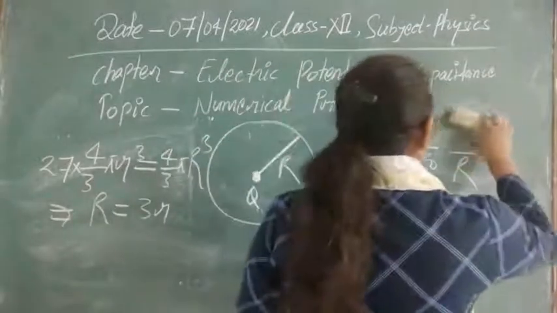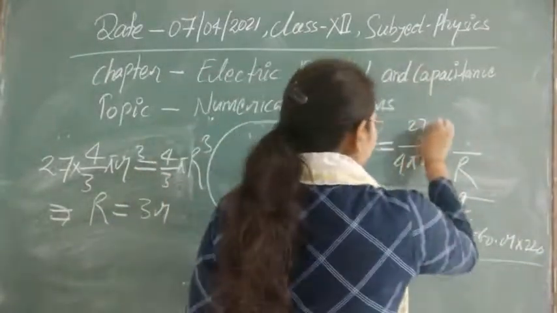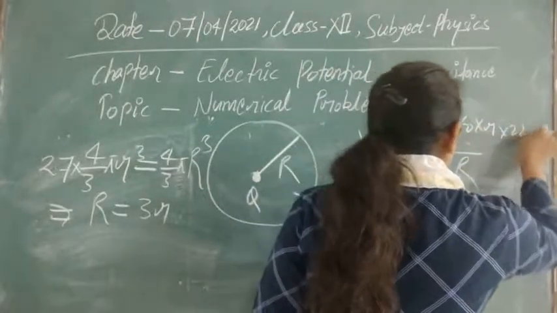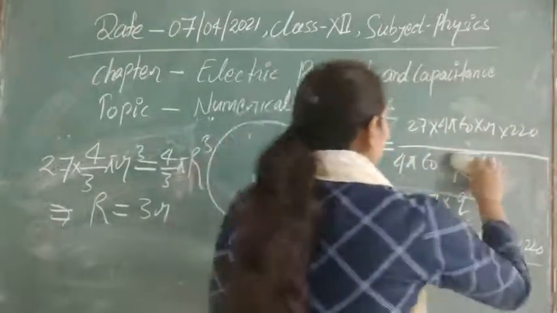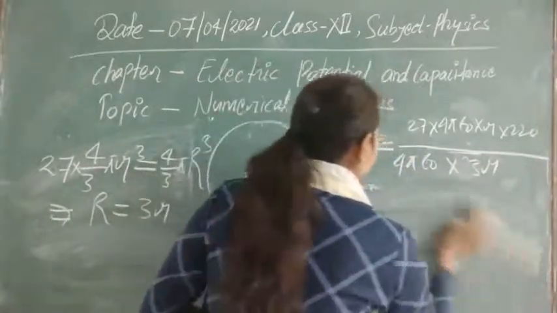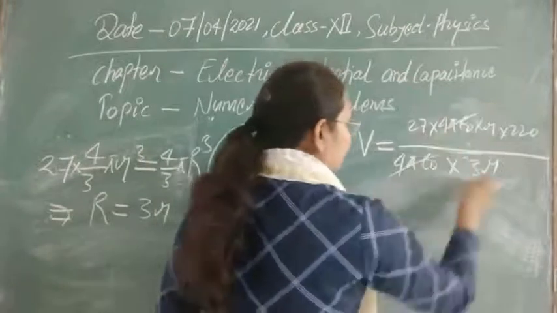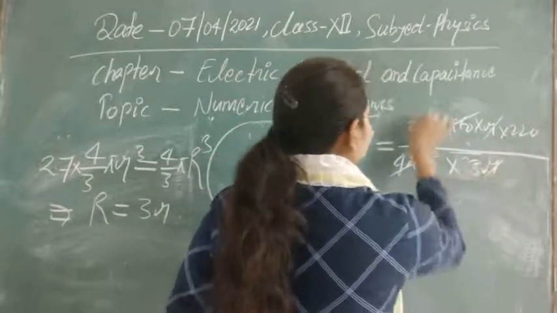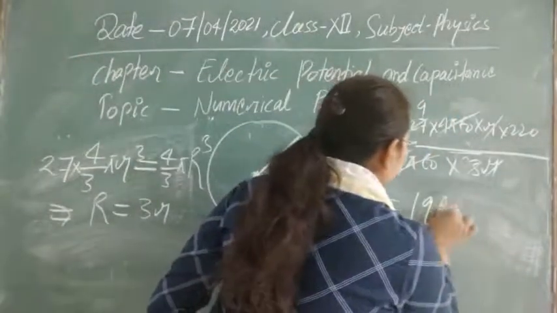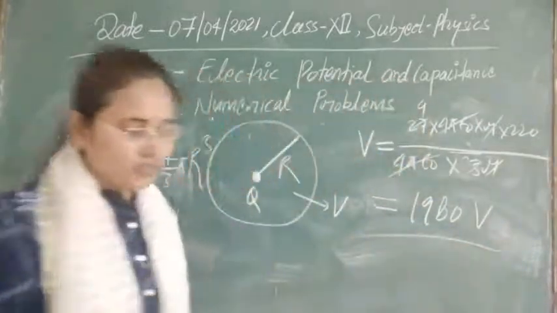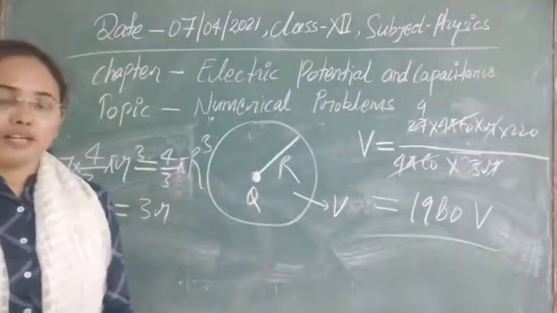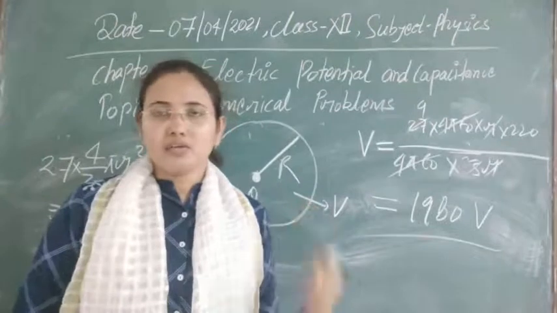Let's write this value. In the place of capital Q, we will write 27 q, over 4 pi epsilon 0, and in the place of capital R, we can write 3 r. Now this r will be cancelled out, and this 3 we can write here as 9. So the overall value is equal to 1980 volt. This is the potential on the bigger drop whenever we combine 27 smaller drops to make such a bigger drop.